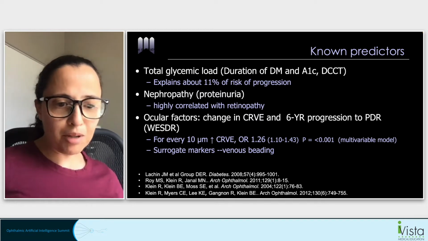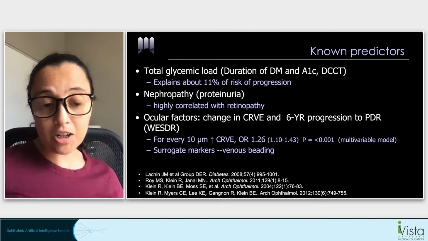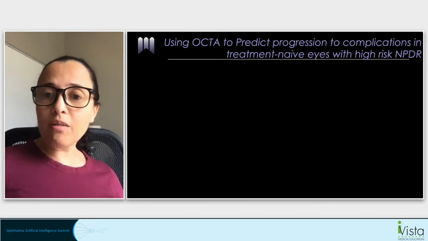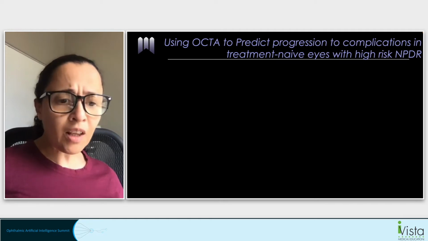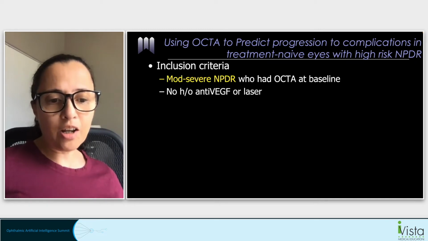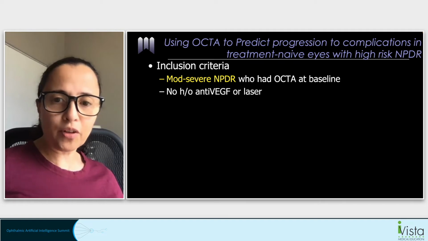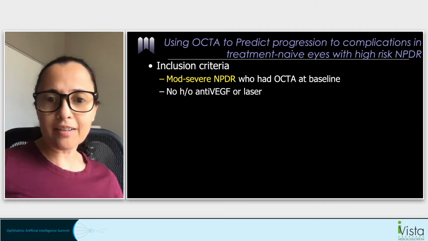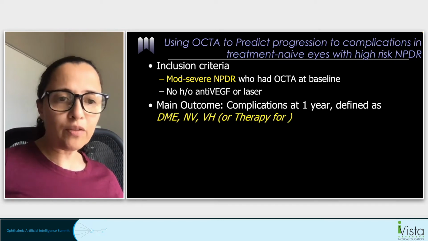Other population-based studies provided some metrics, but none of them are applicable on a patient basis. So we thought that perhaps OCTA can give us another metric to identify this highly enriched, high-risk population. So we focused on treatment-naive eyes with moderate to severe NPDR, who in our practice had baseline OCTA. They had to be treatment-naive, no previous treatments.